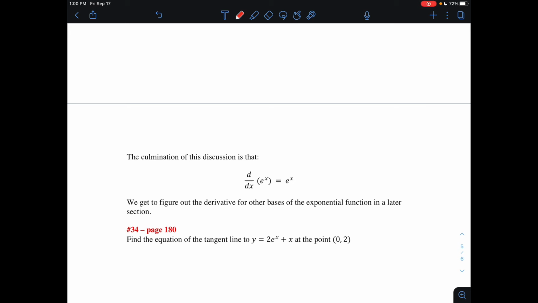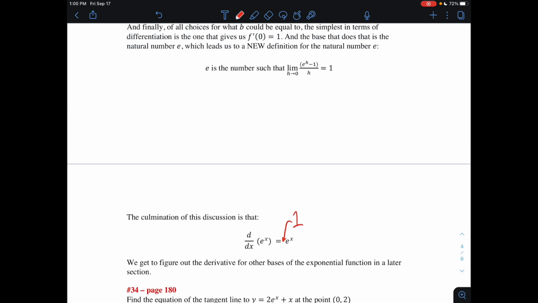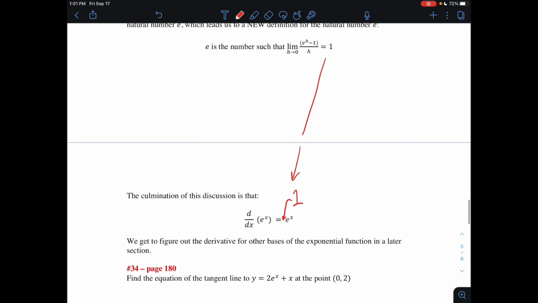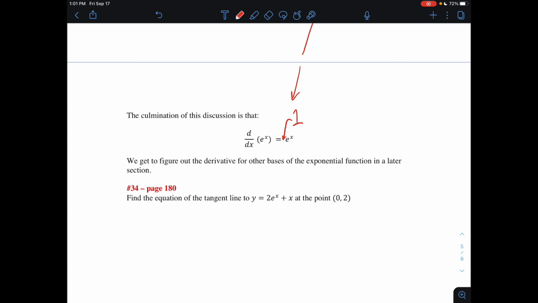By using what I was talking about earlier of how the derivative is proportional to the function itself, the number that's hiding right here is that limit that I just mentioned. The limit as h approaches 0 of e to the h minus 1 divided by h is 1. So that's why the derivative of e to the x is just equal to e to the x. We get to figure out the derivative for other bases of the exponential function in a later section, but for now, that's the rest of what we learned in section 3.1.